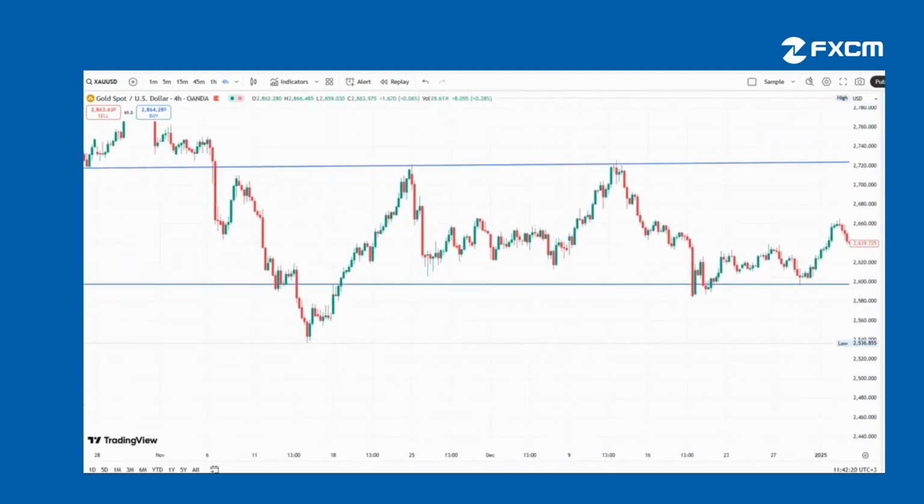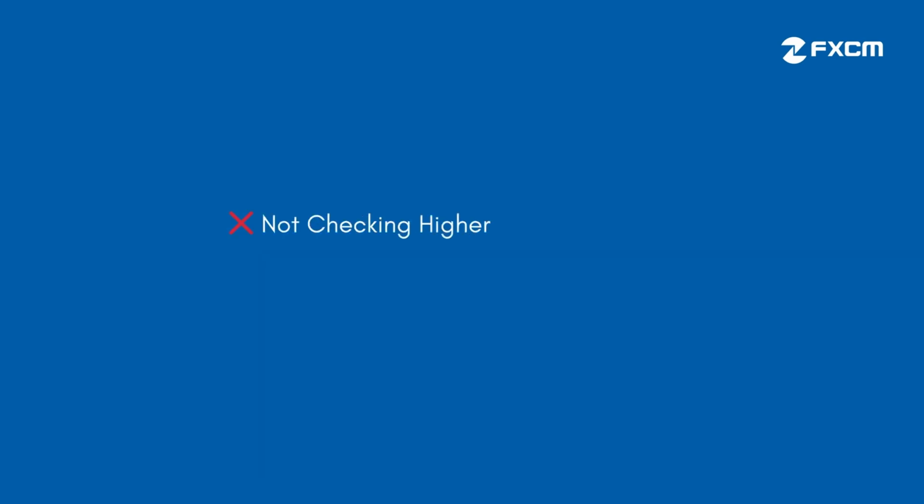Not checking higher time frames. The main trend is often clearer on higher time frames like the daily chart.